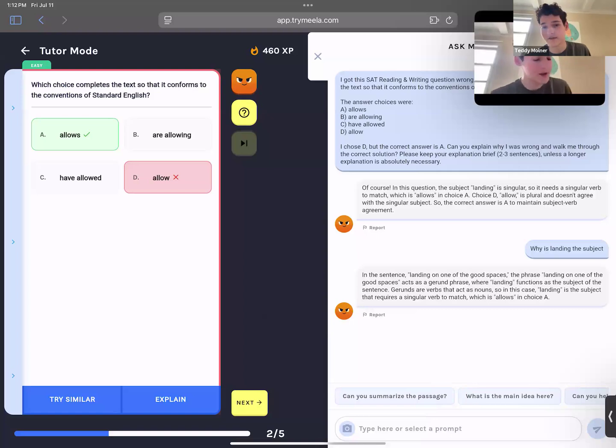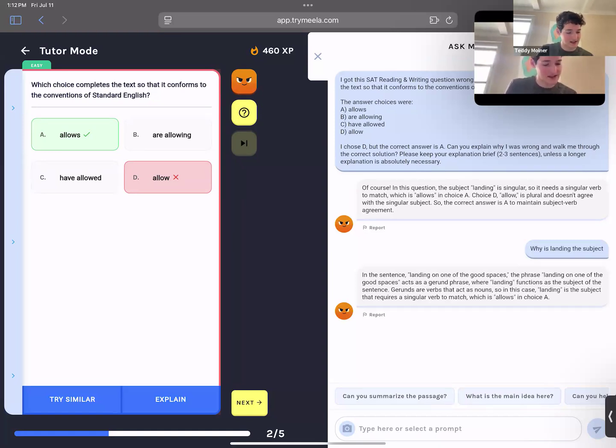And MEELA actually explains it further to us. So not only can you learn why you got the questions wrong, you can take that opportunity to give yourself a complete personal lesson on the exact complexity you got wrong. In the sentence, the phrase landing on one of the good spaces acts as a gerund phrase, right? Where landing functions as the subject of the sentence. Gerunds are verbs that act as nouns.